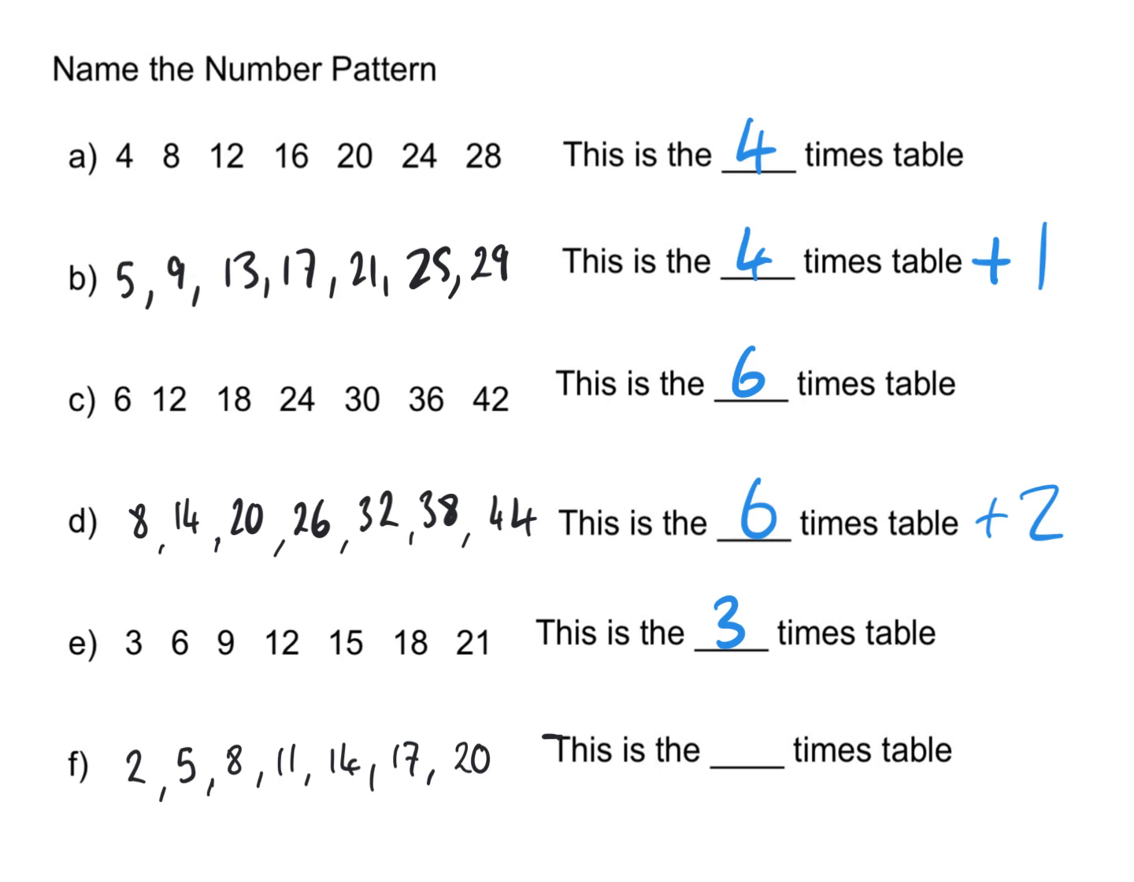And again, if we look at this, this is my 3 times table. This is not the 3 times table, but it goes up in jumps of 3, which means it's connected to my 3 times table. So I'm going to start off saying, well, that's the 3 times table, which we know at the moment is not true.